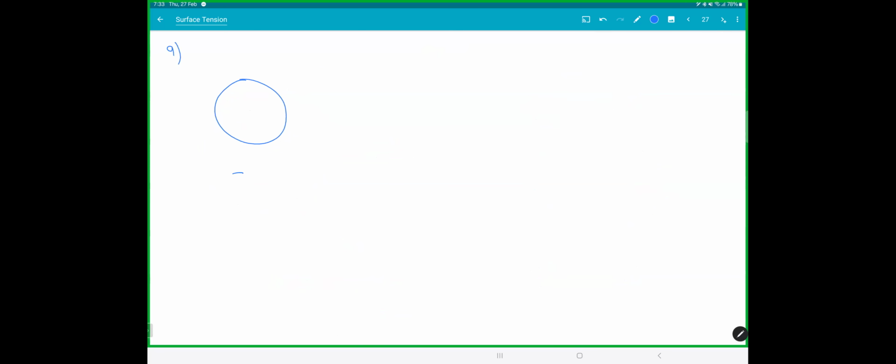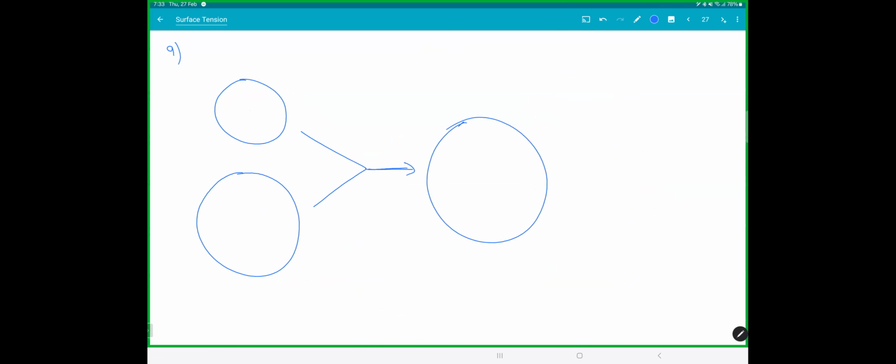Let's say we have a soap bubble. We have another soap bubble. These two soap bubbles combine to form a bigger soap bubble. There is no information about the radius. Nothing is given. That's not P naught. Two soap bubbles combine to form a bigger bubble.